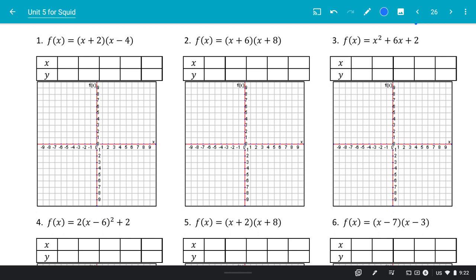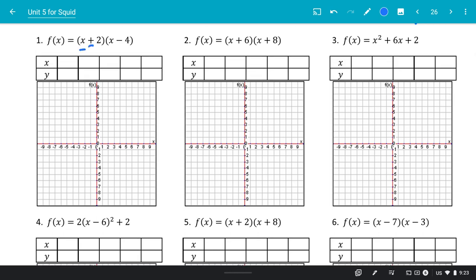Number 1. Now, this T-chart's here because I'm really supposed to pick inputs, right? And plug them in. But before I do that, I can see that this is in which of our 3 forms? Standard, vertex, or intercept form? And everybody said? Intercept form. So I know right away that my intercepts are going to be -2 and +4. In other words, this thing's going to cross right there and right there.